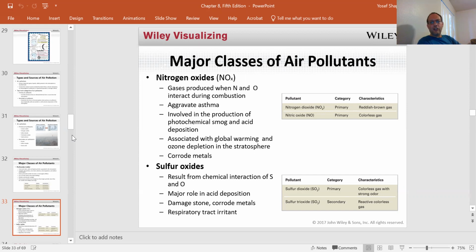So that's nitrogen dioxide and nitric oxides. Nitrogen dioxide and nitric oxides are both primary pollutants, and we talked a minute ago about what the difference between primary and secondary pollutants was. Nitrogen dioxide, when you see it in the air, and you know it's not fog, is a reddish brown color. Nitric oxide, you won't be able to see because it's colorless.